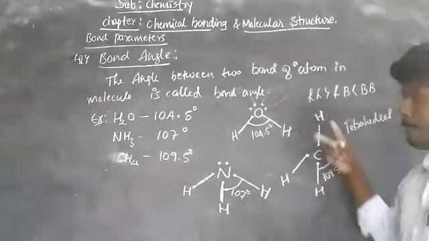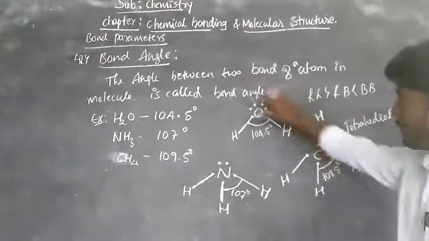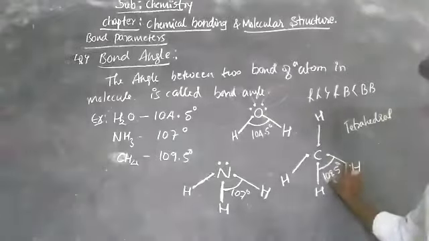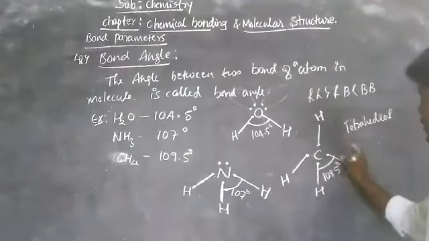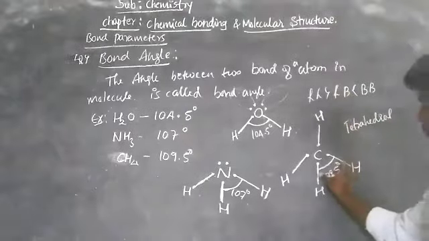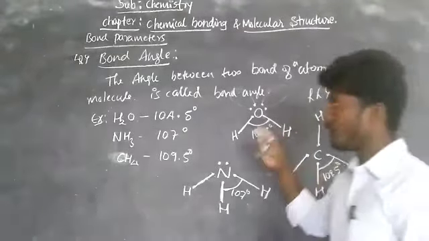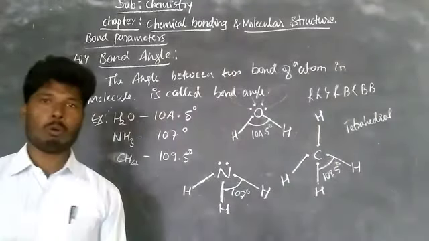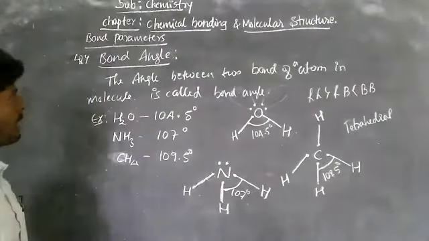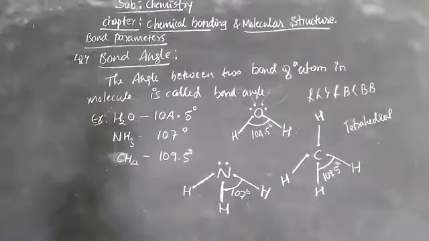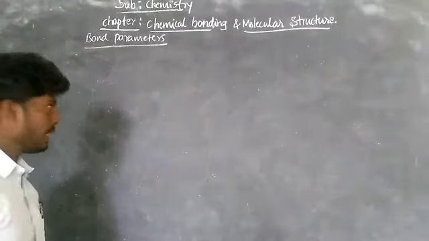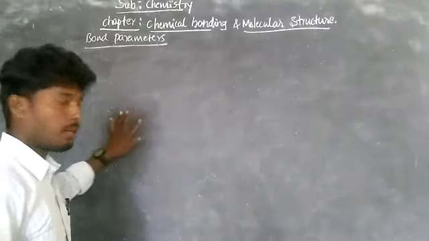Here the bond angle is defined as the angle between two bonded atoms in a molecule. This is called bond angle. I hope you understand, students, what is meant by bond angle. Then the third parameter is bond enthalpy.